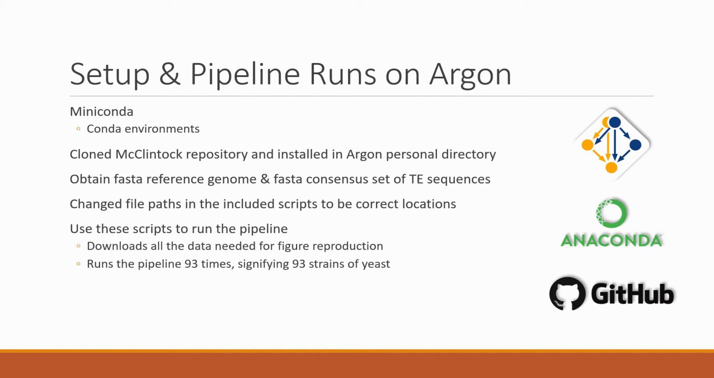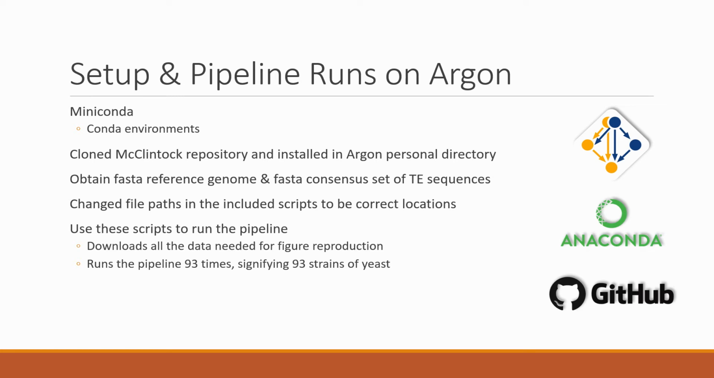It also allowed me to have the same versions as was intended by each method at the time of their creation. Then I cloned the McClintock GitHub repository and simply ran the 2 included installer scripts. One was for the setup of the environments just described a second ago, and the other installed the pipeline itself.